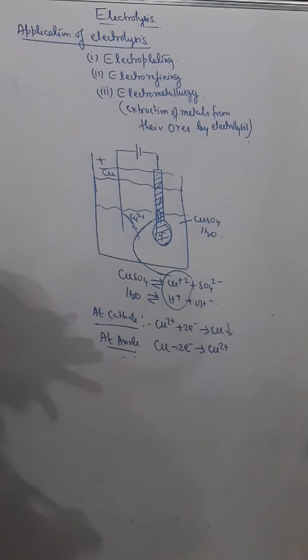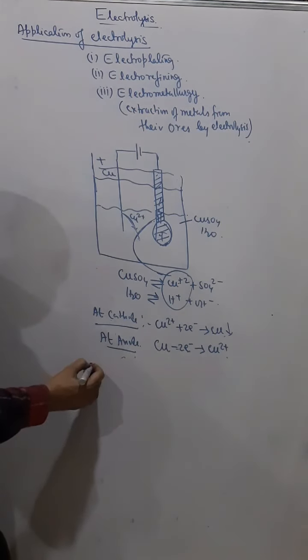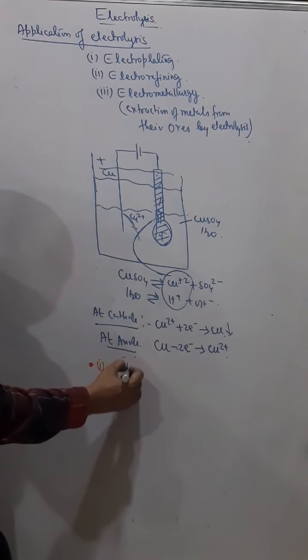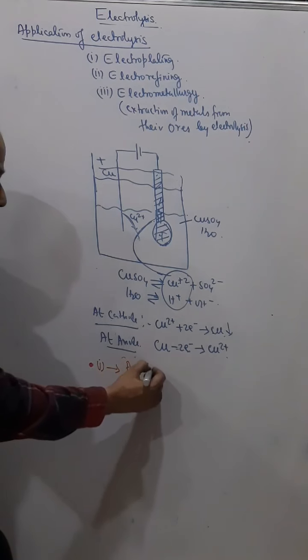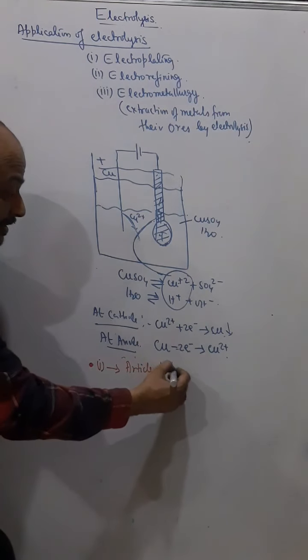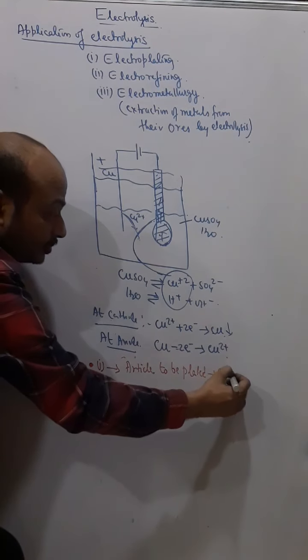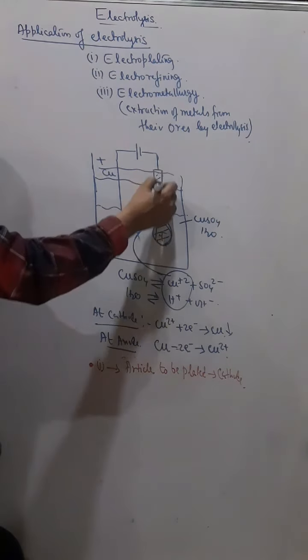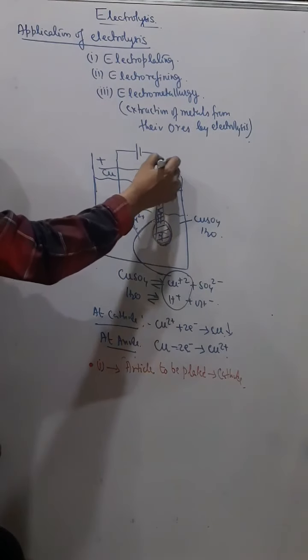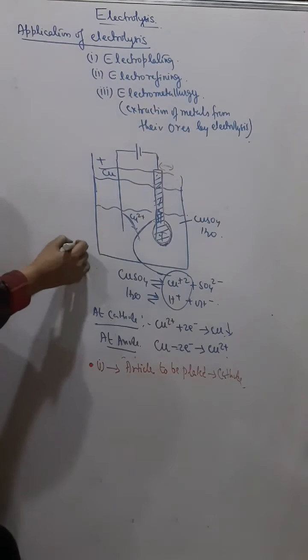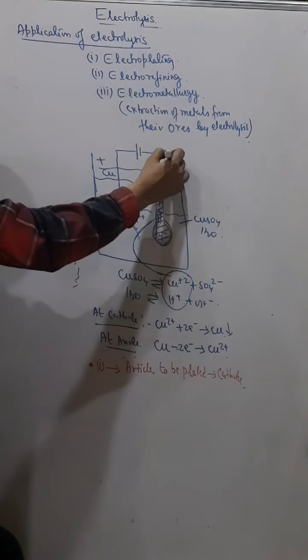So that is the concept of electroplating. There are three things you have to remember while electroplating. The first thing is that the article to be plated, very important, should be kept as the cathode. It should be the negative terminal.